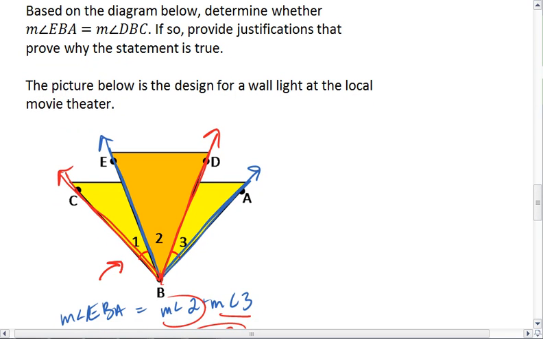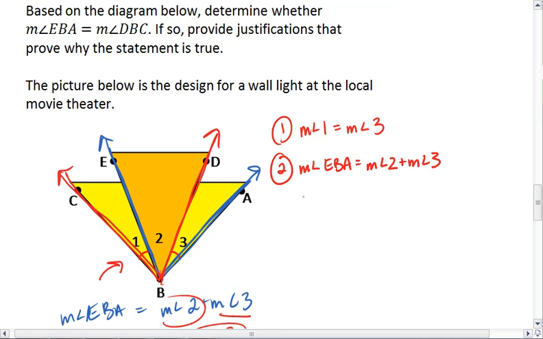Let's start with what we're given, what we know right away. From this picture, I know that the measure of angle 1 equals the measure of angle 3. I then know that the measure of angle EBA equals the measure of angle 2 plus the measure of angle 3, and also that the measure of angle DBC equals the measure of angle 2 plus the measure of angle 1.